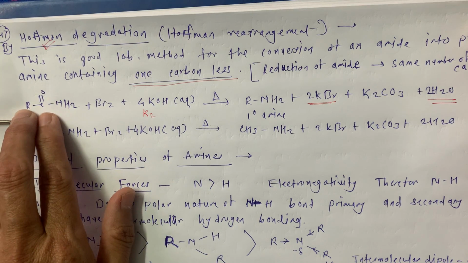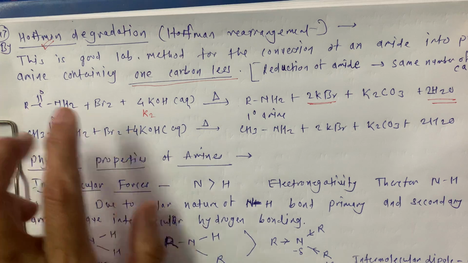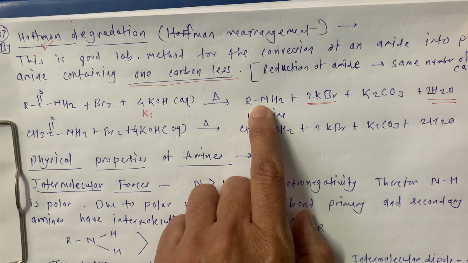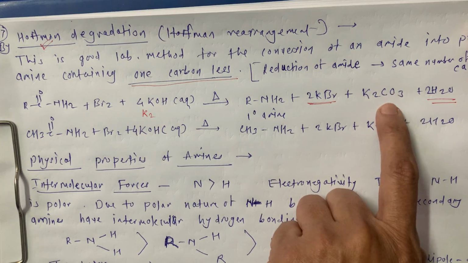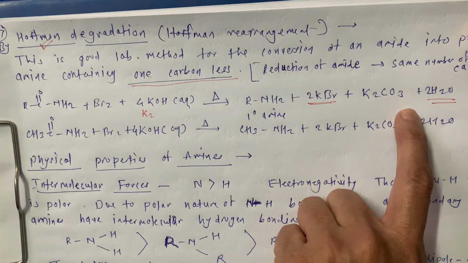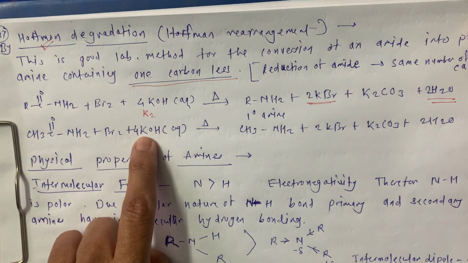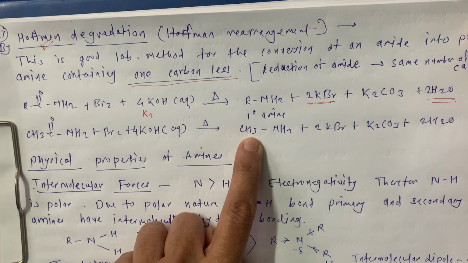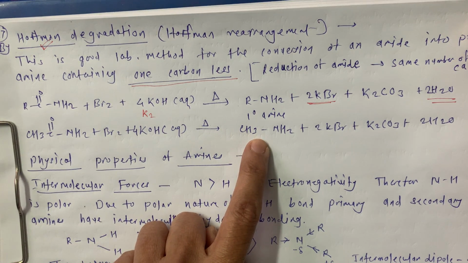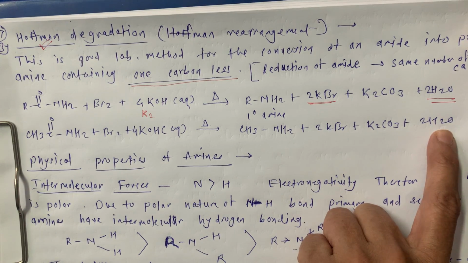Starting with the reactant, there are a number of carbon atoms here, then 1 less carbon atom over here. That 1 carbon is converted into K2CO3. So this is the general reaction: CH3 C double bond O NH2, Br2, then 4KOH, heat, converted into primary amine. This is methanamine or methylamine, KBr, K2CO3 and water molecule.